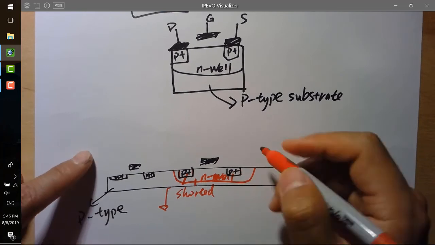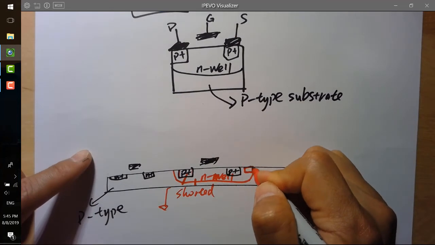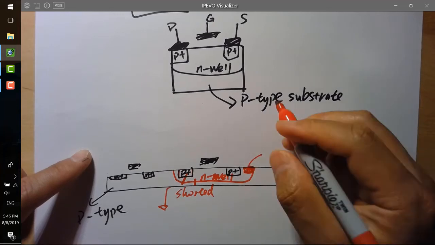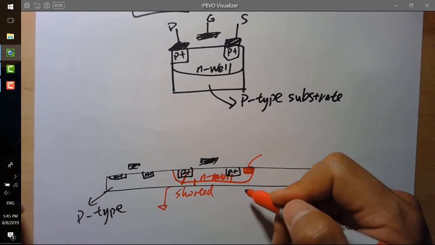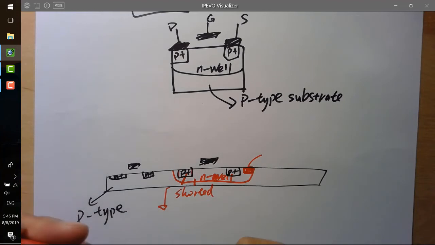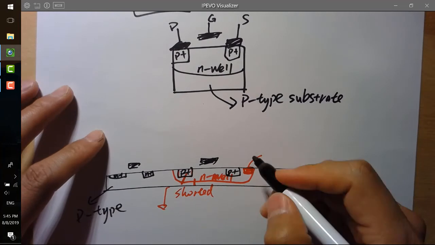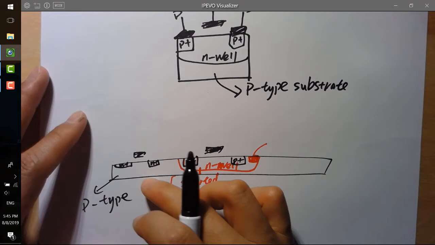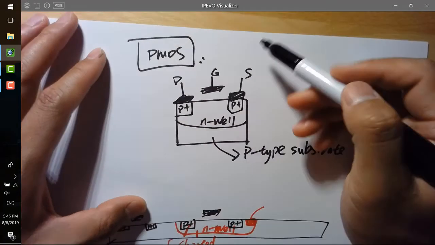Okay, and people usually have an N-type contact to connect the things to the substrate, right? So this is how people usually fabricate PMOS in the same substrate with the NMOS. Okay, so now let's take a look at the PMOS.